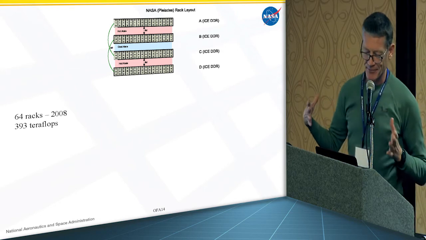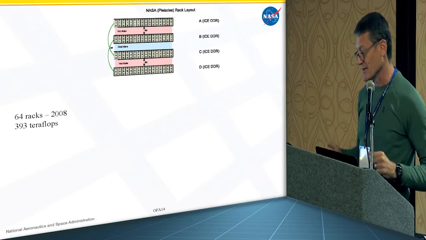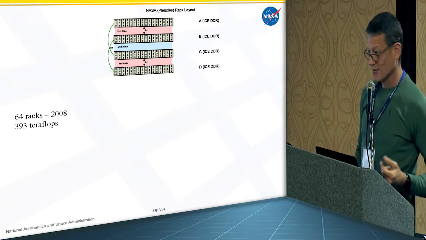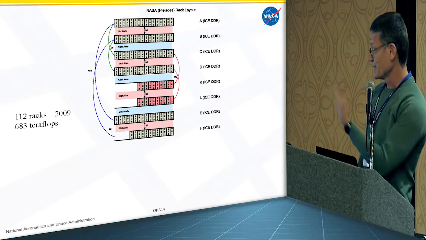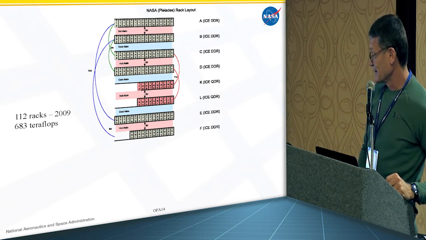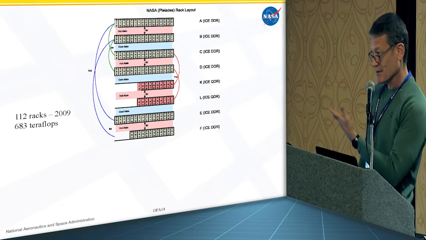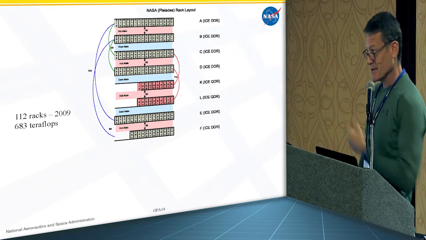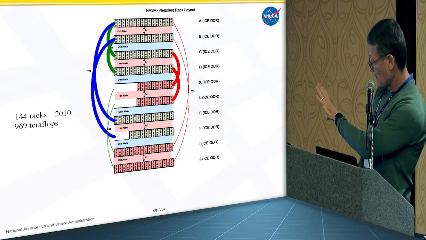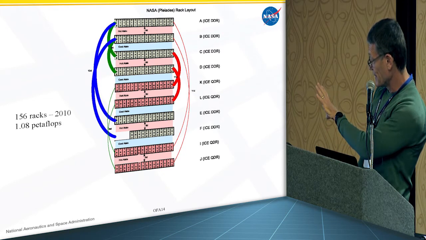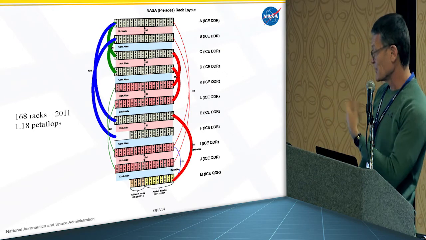So Pleiades, the initial system, was 64 racks, about 393 teraflops in 2008, a DDR-based system. And this is just to give you a feel for how we build systems and build them out and migrate things through time. So it started out at 64 racks and then grew to 92, a little bit larger, 112 racks in 2009. That's QDR, so that was a Nehalem-based processor. So we had a heterogeneous system at that point. And we added in some more racks. Those are some more Nehalem racks, and then I believe those were actually Westmeres, even though they're the same color. So the system's getting larger and larger over time.